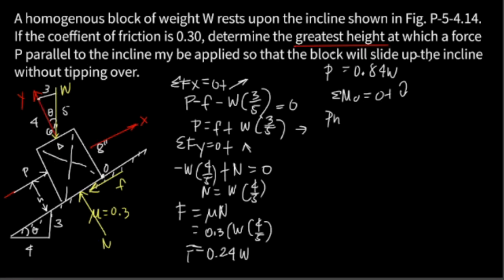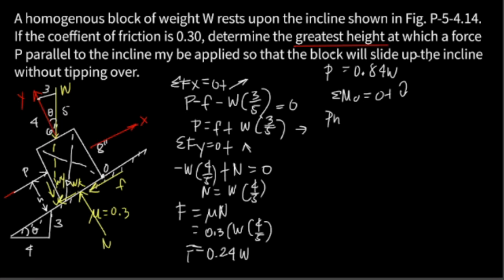Then W, we can reflect it here. This is our W. Its X component goes here, this is WX, and this is WY. The X component of W intersects point O, so there is no moment from the X component. Then we only solve for the Y component. The perpendicular distance from O is 6, since that is given.